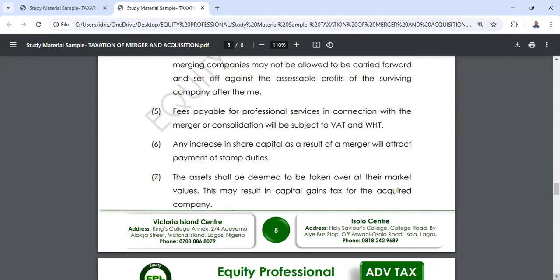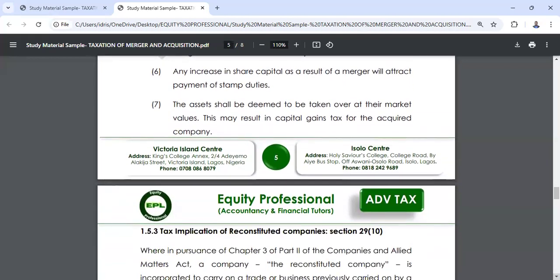Another tax implication of acquisition: when A acquires B, for the assets taken over by A, if B makes a gain from the disposal of the asset to A, that gain is going to attract capital gains tax. That is the tax implication of acquisition.